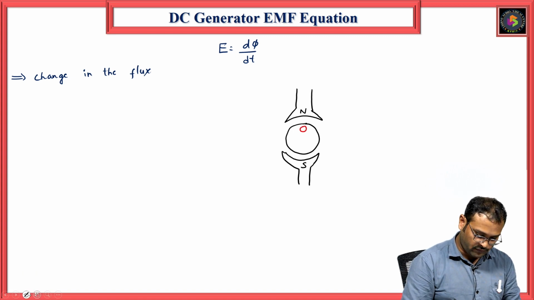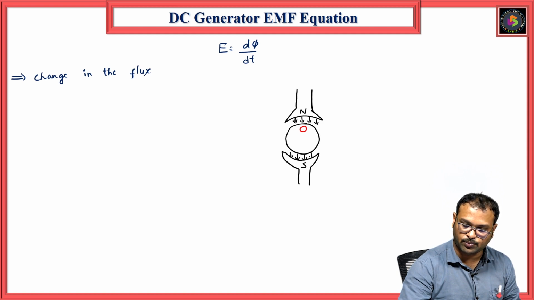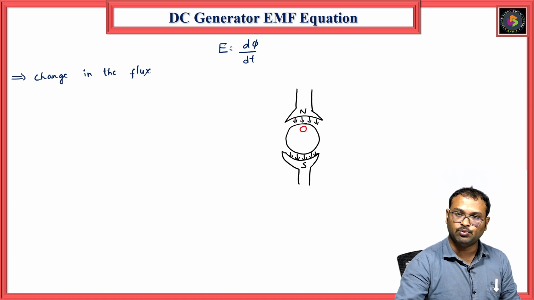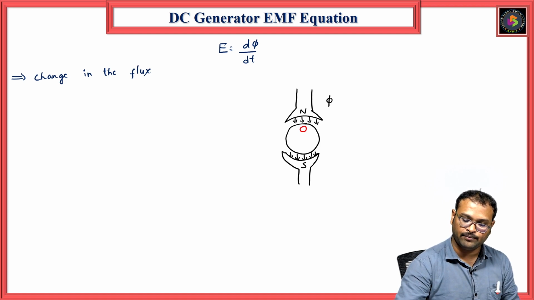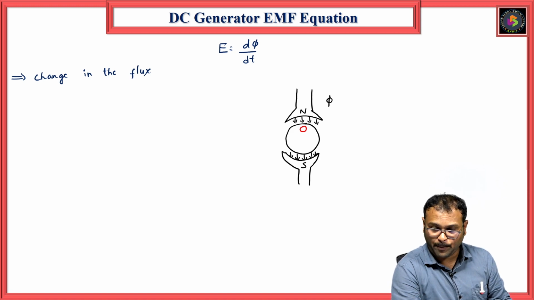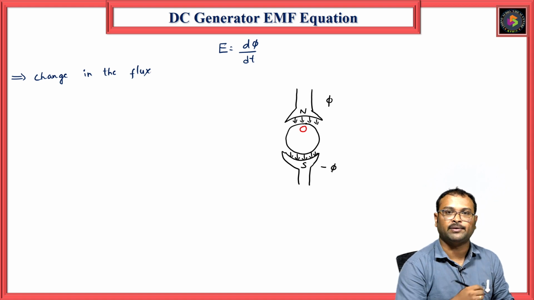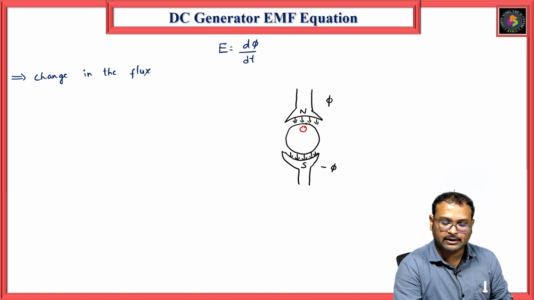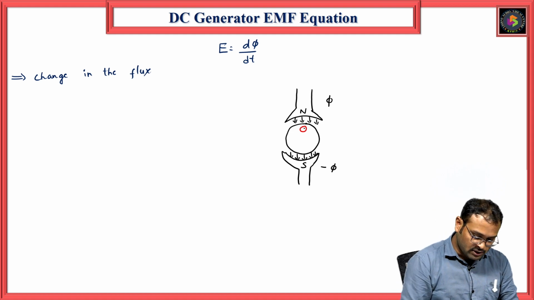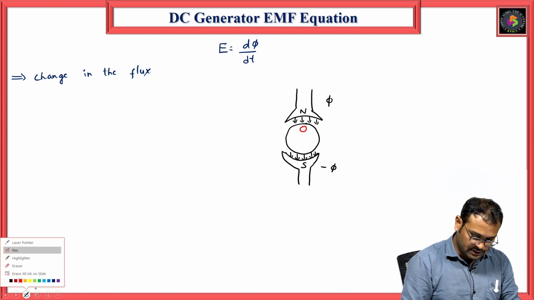We know that flux will come out from the north pole and it is taken into the south pole, the flux lines. The conductor is moving, so the flux per pole is phi. Here I am also considering direction. Flux coming out I am considering as positive flux, and flux going in I am considering as minus phi. Now the conductor is under the flux pole, and I want to find what the flux change is when it is moving.